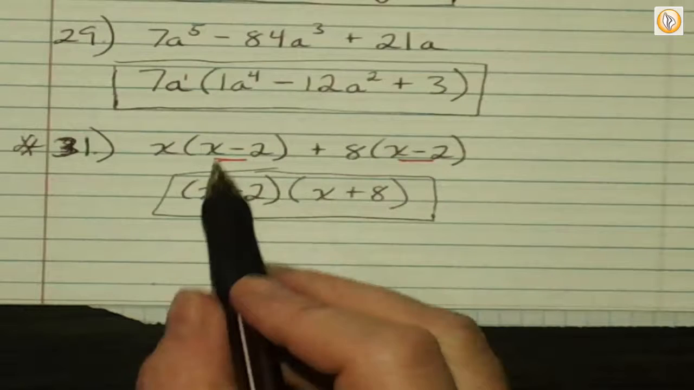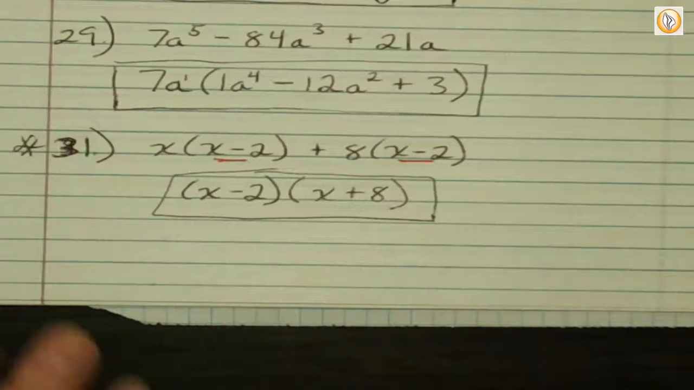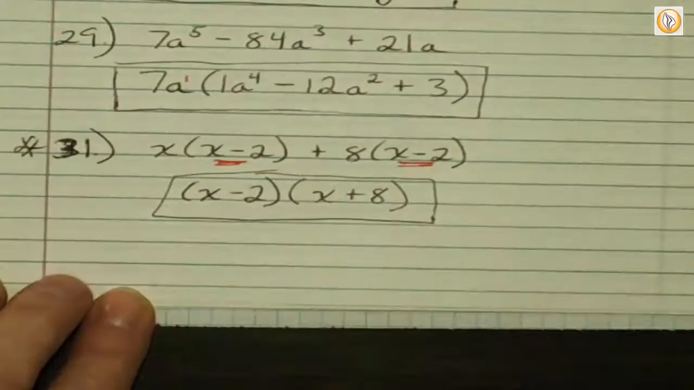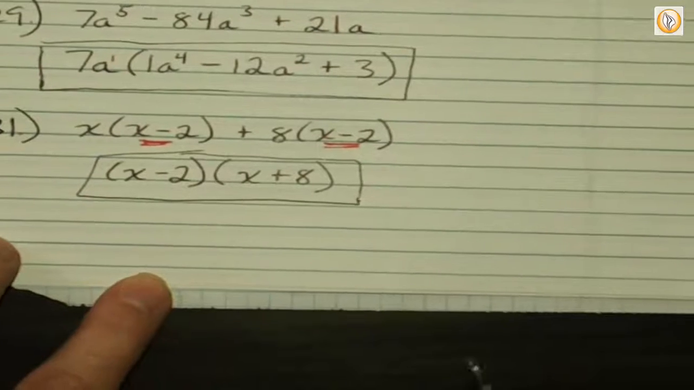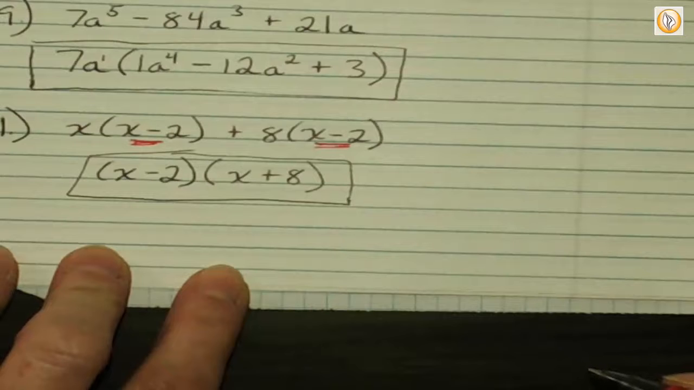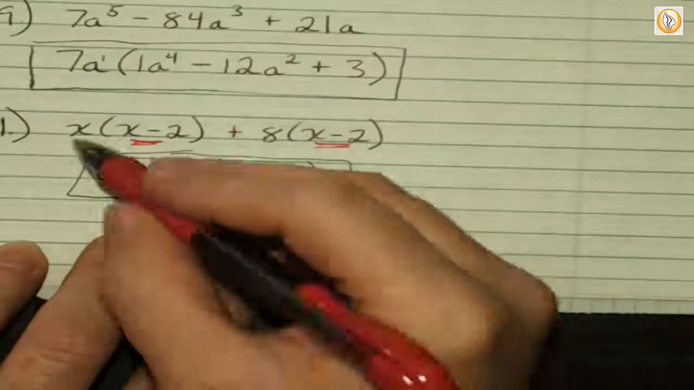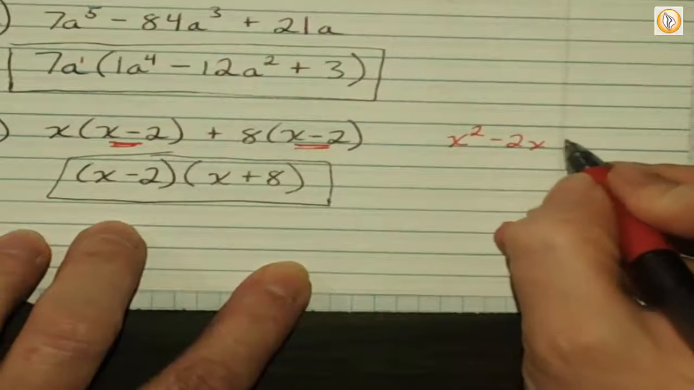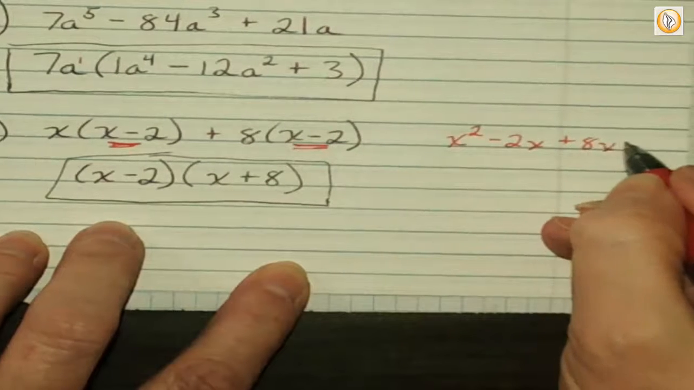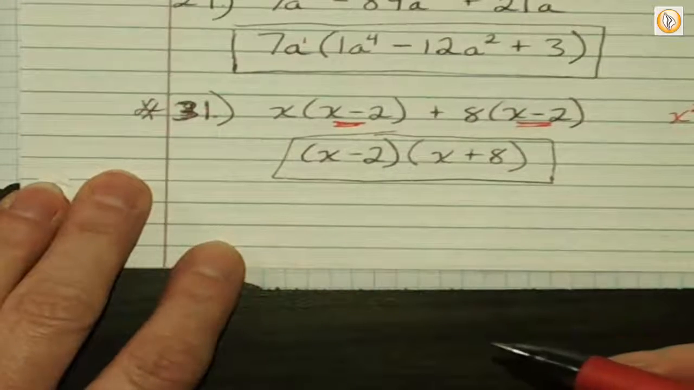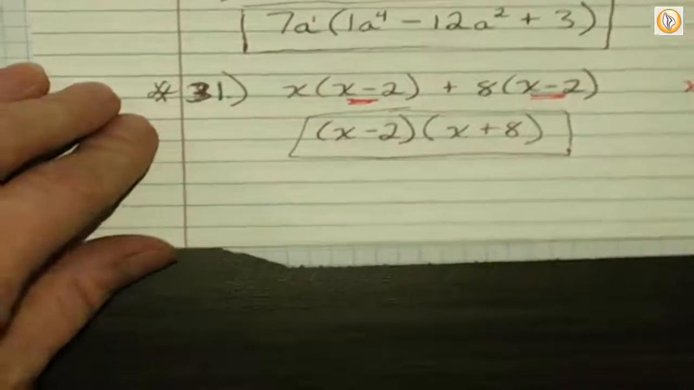Aren't these the same? Then you just pull that out, and you're left with x plus 8. Let me tell you something. If you do the distributive property, you're going to start getting something ugly. That'd be x squared minus 2x, plus 8x minus 16. You see where I'm going with this? So wouldn't it be easier just to do that? Yes, it would be.